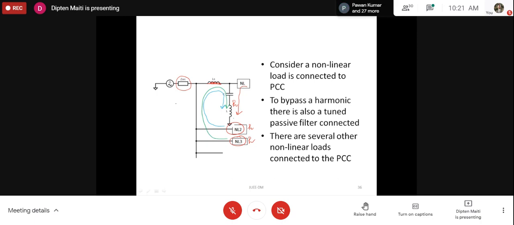Now, you have designed an LC filter keeping an eye on the harmonic current that can be generated by your nonlinear load. However, due to the presence of nonlinear loads 2 and 3, they are also putting some harmonic load on your LC filter. So due to that, your LC filter may be overburdened, and that may damage or hamper the normal operation of the LC filter.